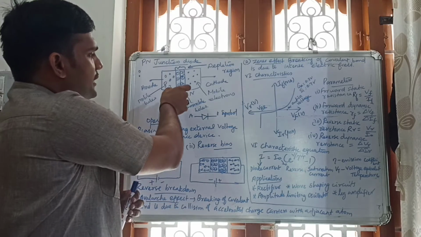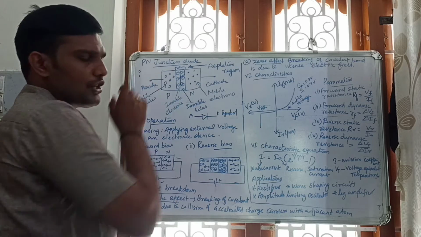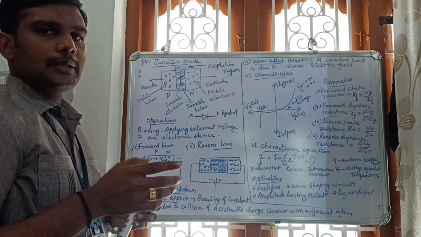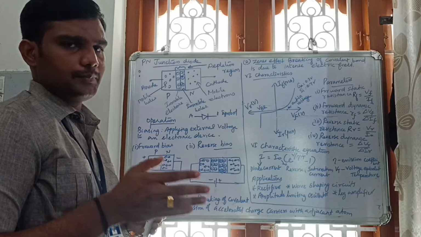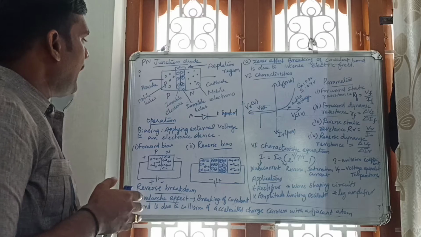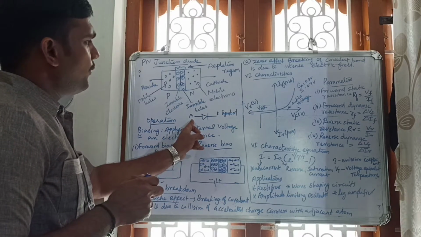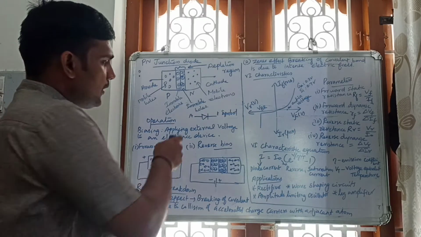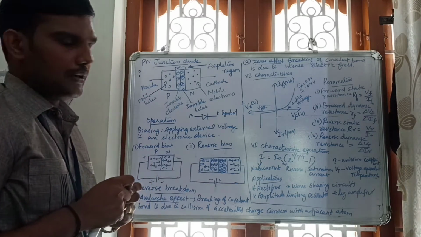And the barrier potential is defined as the potential developed across the junction. For germanium diode, the barrier potential is 0.3 volt. For silicon diode, the barrier potential is 0.7 volt. And this is the symbol of PN junction diode. So this is the anode terminal, this is the cathode terminal.